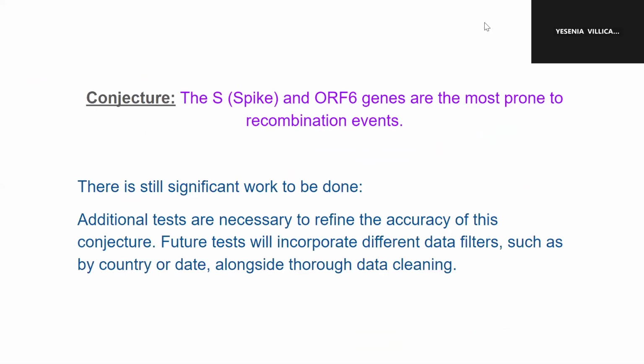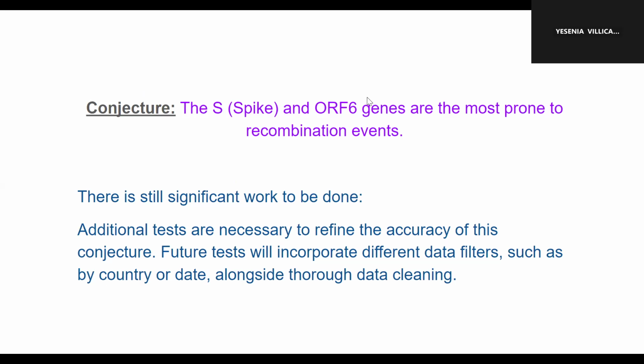Then the conjecture after many tests is that the S spike and ORF6 genes are the most prone to recombination events, but there is still significant work to be done. Additional tests are necessary to refine the accuracy of this conjecture. Future tests will incorporate different data filters, such as by country or date, alongside thorough data cleaning.